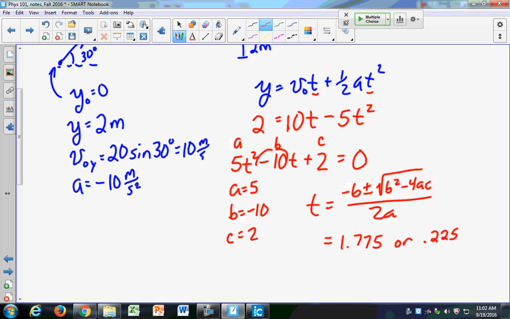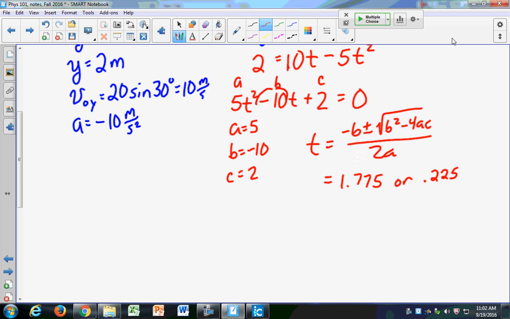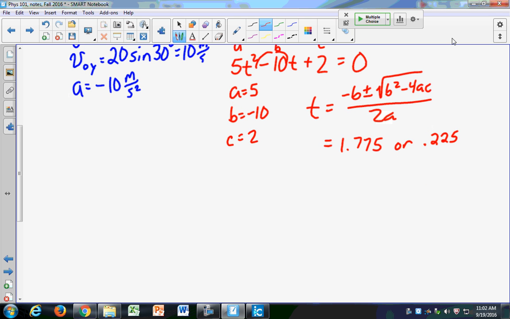So t has two valid values, 1.775 or 0.225. Now, sometimes when we do this, we'll find that one value is negative. And you can't really have a negative time. So you're like, I'm just going to get rid of that. But that doesn't happen here. We have two positive values for the time. We have no reason to throw out either one of them. What are we going to do? How are we going to figure out the time that it ends its trajectory?